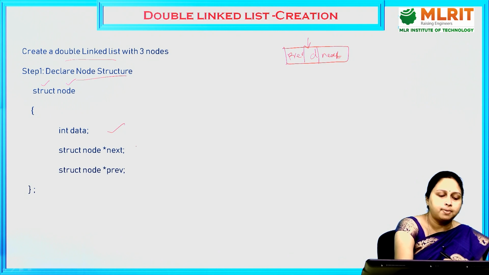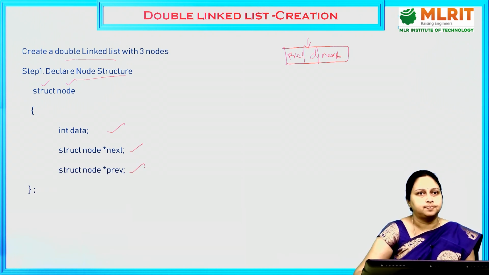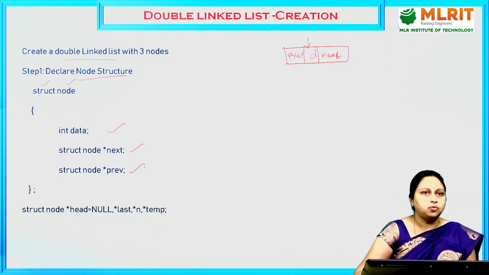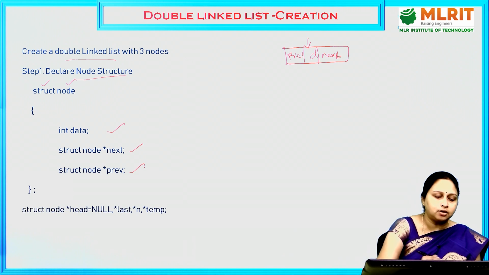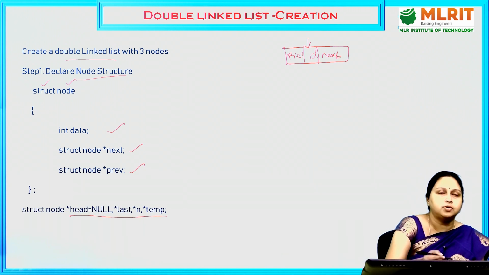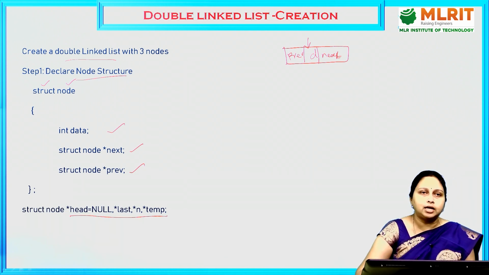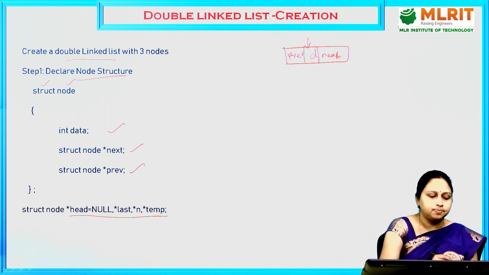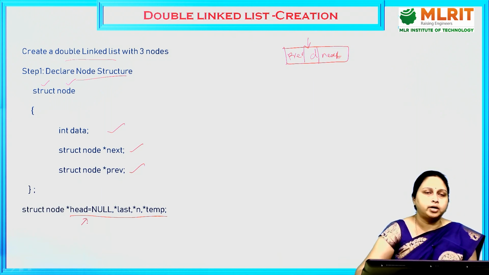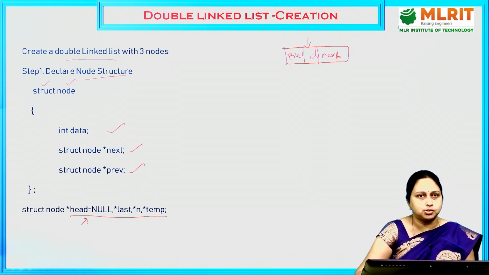This is the data part. This will store the next address. This will store the previous address. This is how the node structure will be. Now, we will declare a few of the pointer variables which we are going to use in creating the double linked list. That is, head equal to null. Pointer head equal to null represents the list is empty.